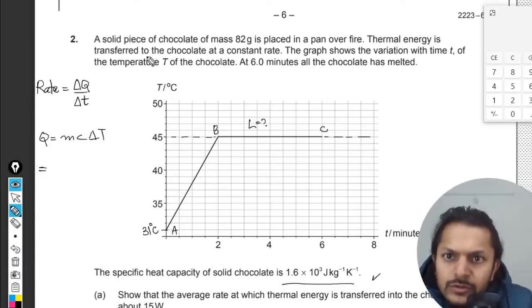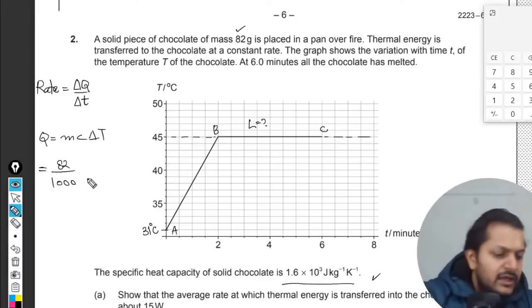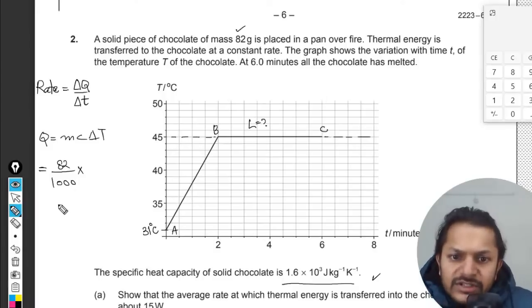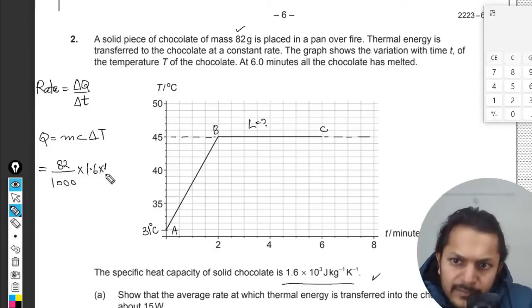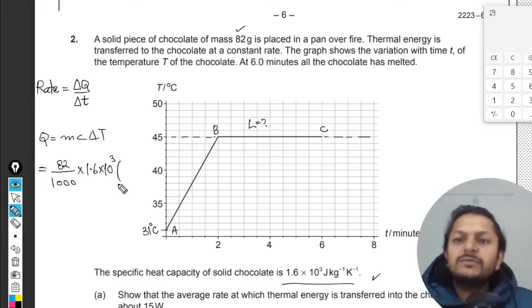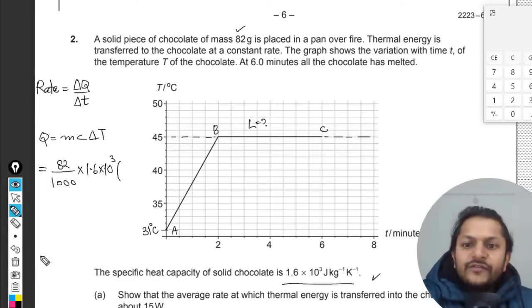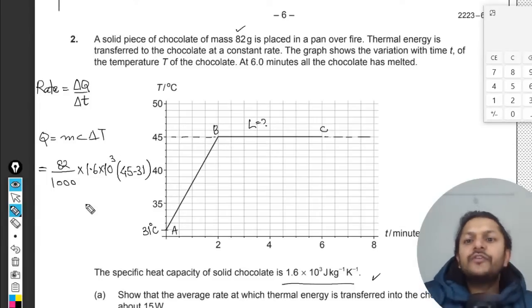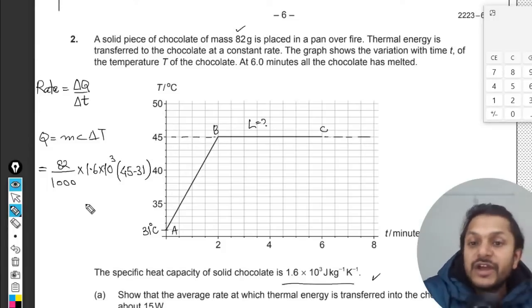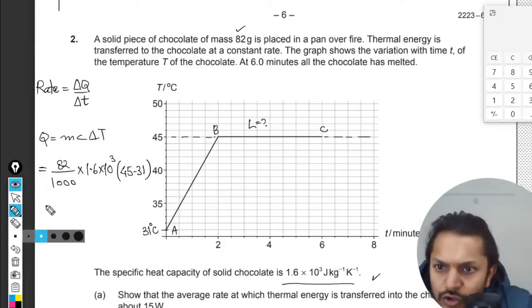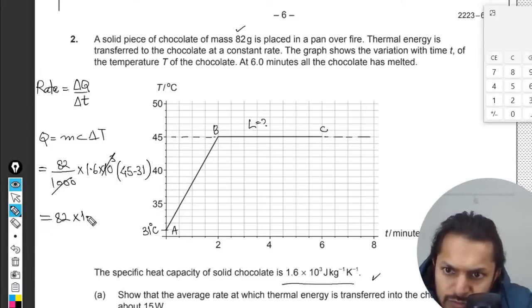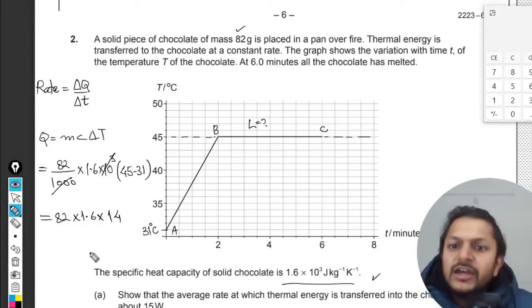So we will first find Q. Mass is given as 82 grams. So it will be 82 divided by 1000, into specific heat, that is 1.6 times 10 raised to power 3, and it is multiplied by the change in temperature, which is 45 minus 31. So 45 minus 30 is 15, and we're subtracting 31. It means it will be 14. So the 1000s get cancelled out. So your answer will be 82 multiplied by 1.6 multiplied by 14.